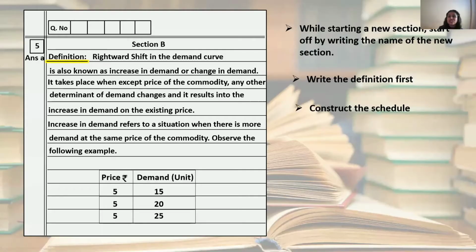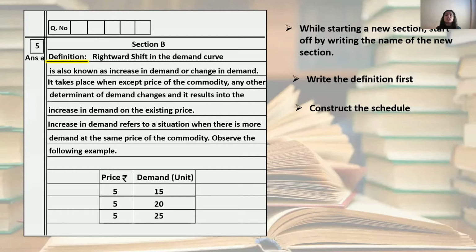Now moving on to section B. Since you're starting a new section, write the name of the section on the top. Here, like you see on your screen, section B is written on top. So it becomes clear that you're attempting the next section of the paper. Write the question number and the sub-question number clearly.